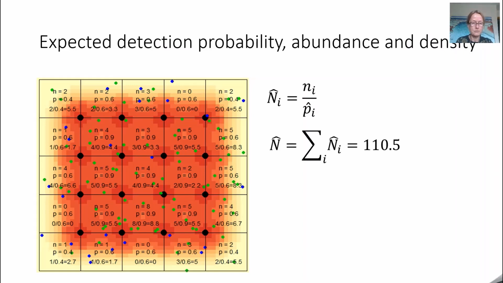So we can then use these to obtain an estimate of abundance of capital N by summing up all of the Ni's. In this case, this equals 110.5.